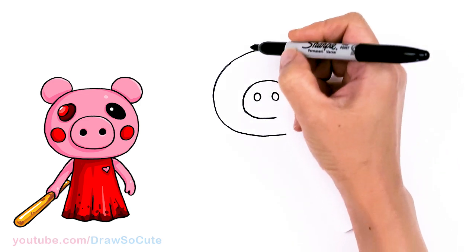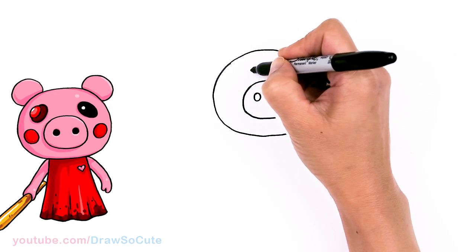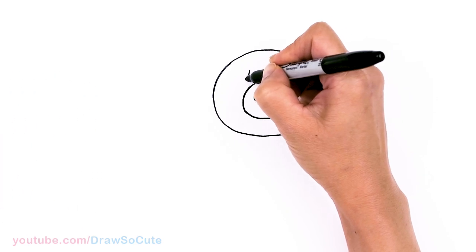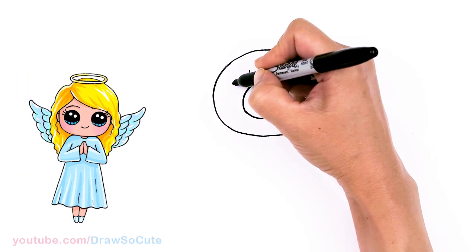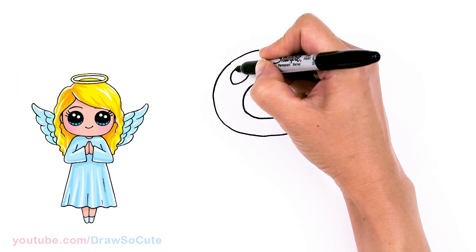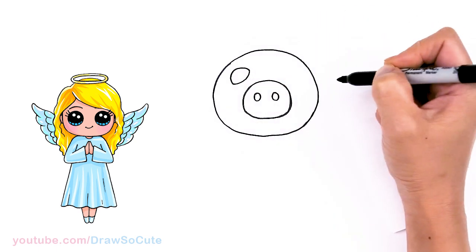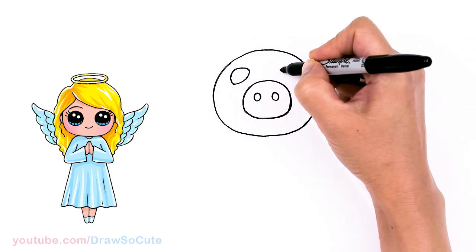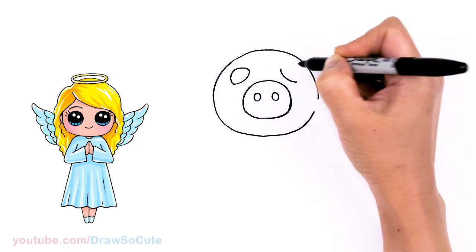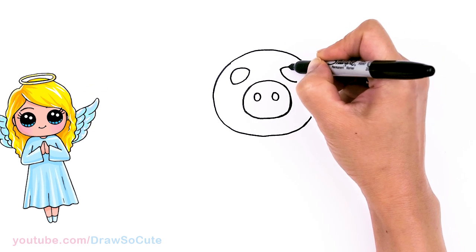And now for the eyes. About right here, I'm just going to go ahead and draw a curve towards the side, and I'm going to round it off on the top. And same thing on the other side. About right here, curve and connect with a curve.